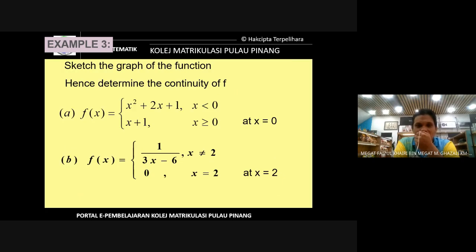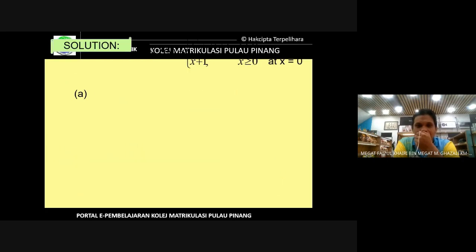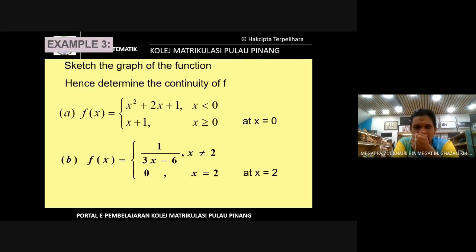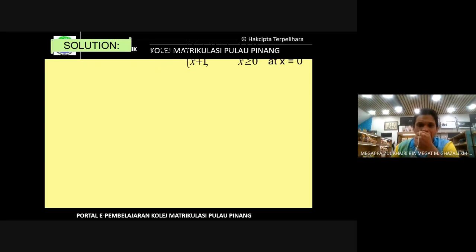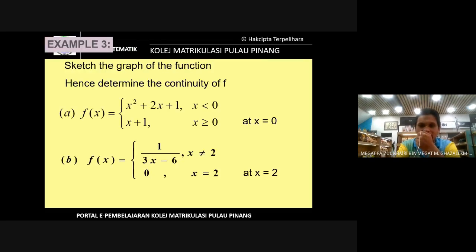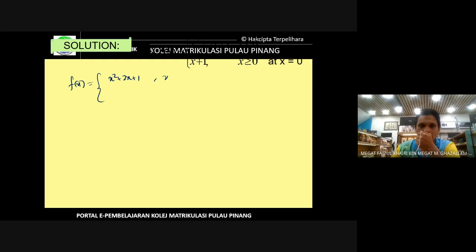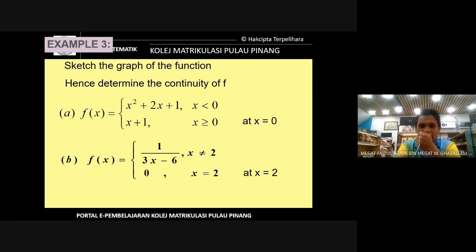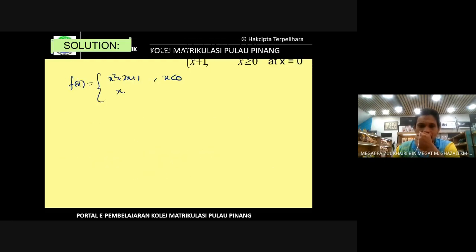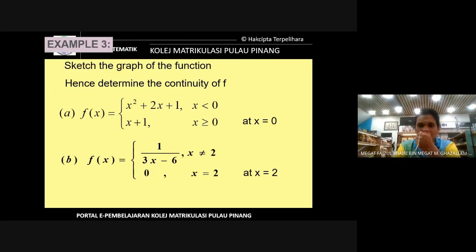Sketch the graph of the function and determine the continuity of f. Sorry, x squared plus 2x plus 1 for x less than 0, and x plus 1 for x greater than or equal to 0. Okay, sketch the graph. Determine the continuity at x equal to 0.